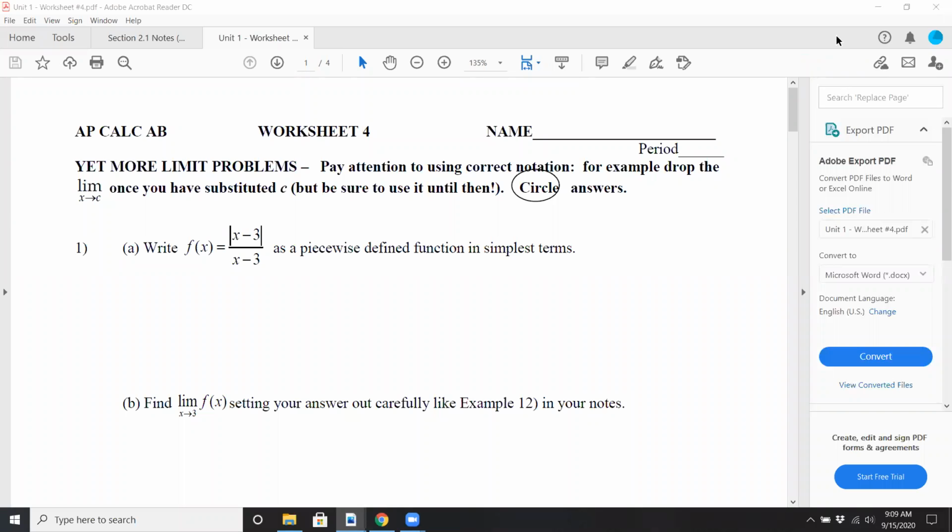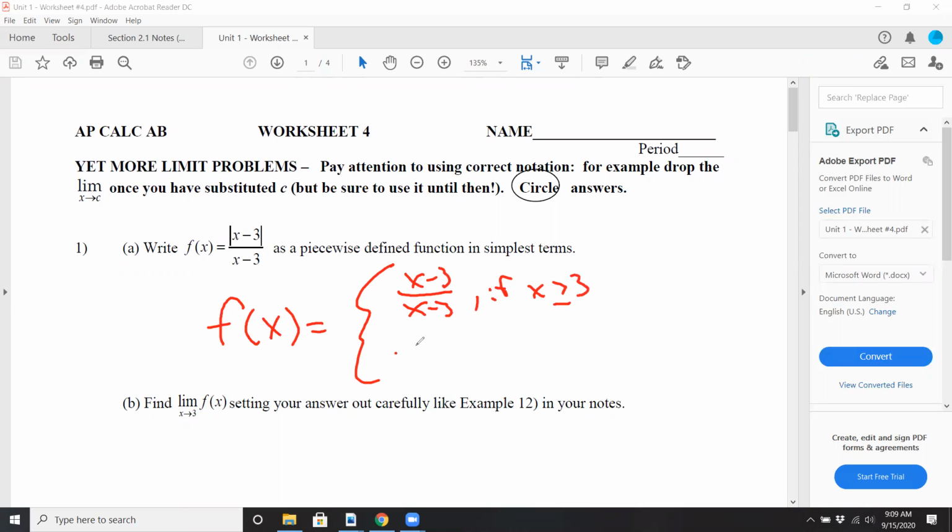So to write this as a piecewise function, you're going to do it like this. You're going to do it like that. That's because if x is bigger than 3, of course this stays as x minus 3. But if x is less than 3, like say 2 or 1 or whatever, then you have to apply a negative to the expression inside the absolute value.